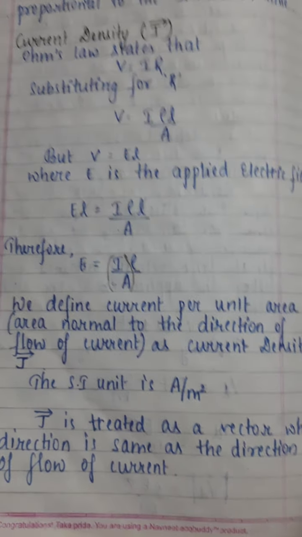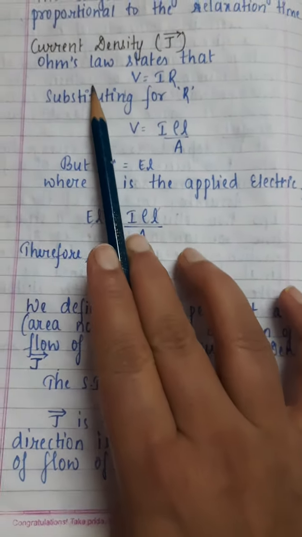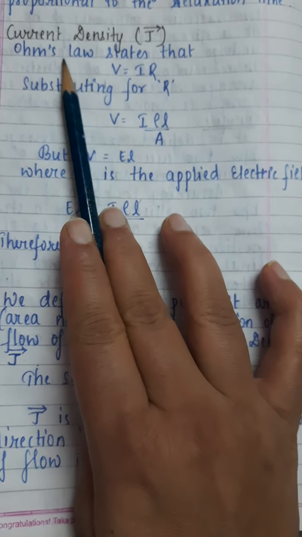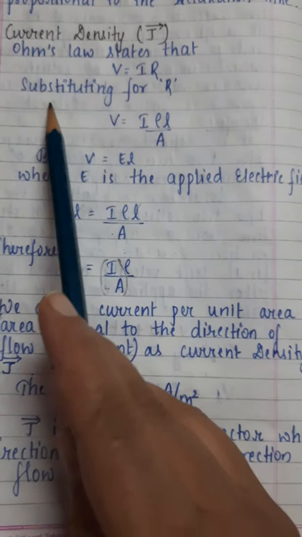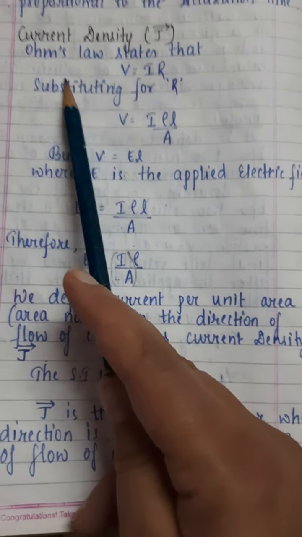Next topic we are studying is current density. Density, as you know, means per unit volume. Till now we have calculated things that way, but here we are not considering volume, we are considering the area. See what current density is.